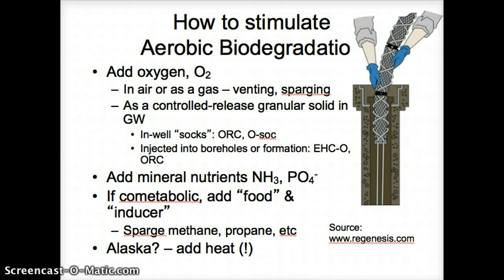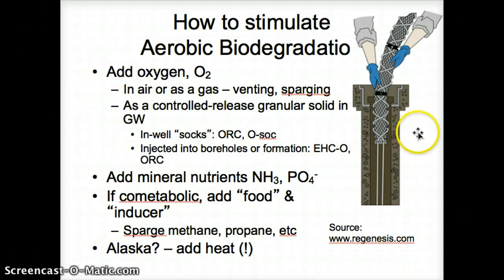Okay, so how does all this happen? For example, how do we stimulate aerobic biodegradation? Well, add oxygen. Okay, how do you do that? Inject air, or inject oxygen as a gas or in some other way.